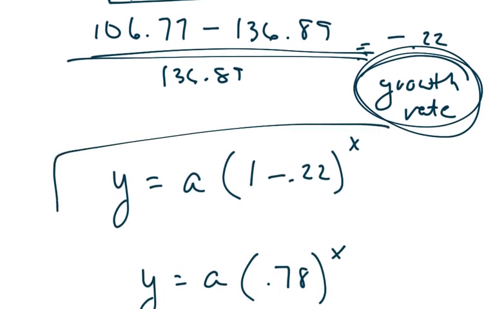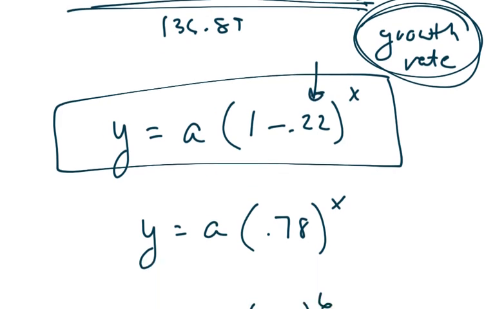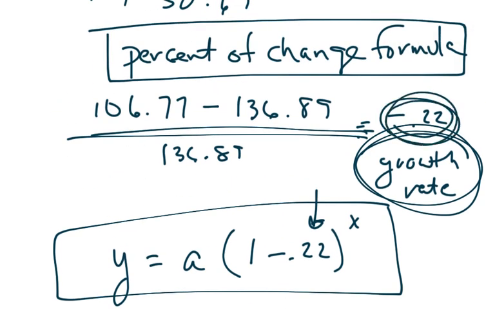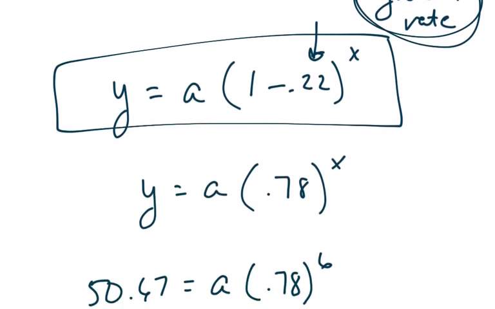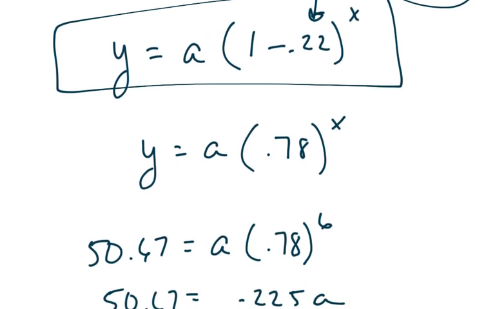And so as we look at the exponential formula, I can plug that in right there. The growth factor then is going to be 0.78 because 1 minus 0.22. What we're saying is this is going down by 0.22 each time, 22%, a 22% decrease.